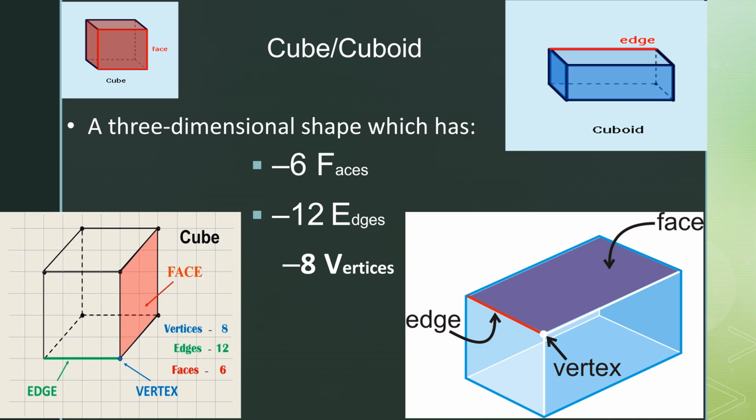And for these 3-dimensional shapes, we also have 8 vertex. The vertex is the point where 3 or more edges meet. And that is where you have the arrows pointed. So if you count it all together, we have 8 vertex.